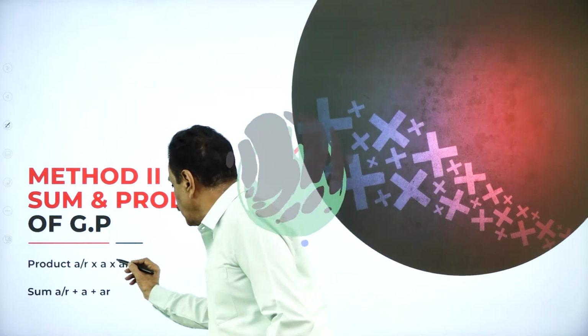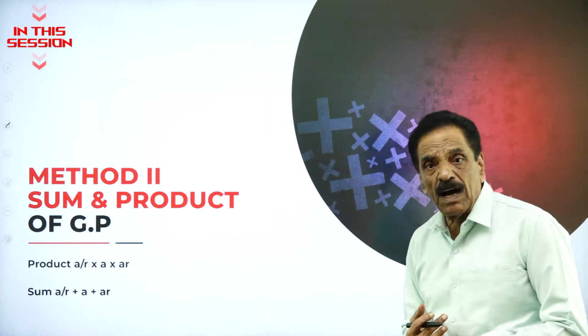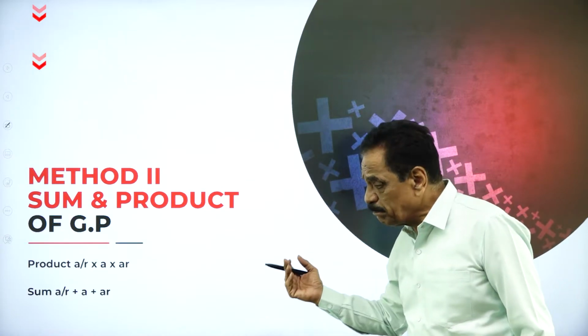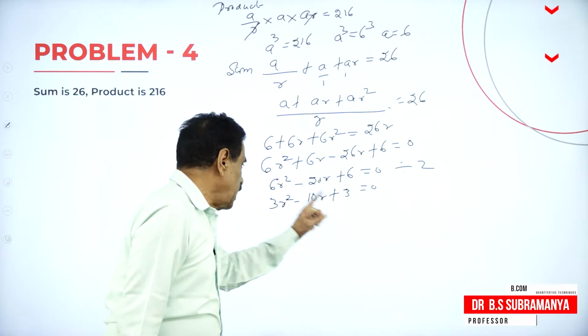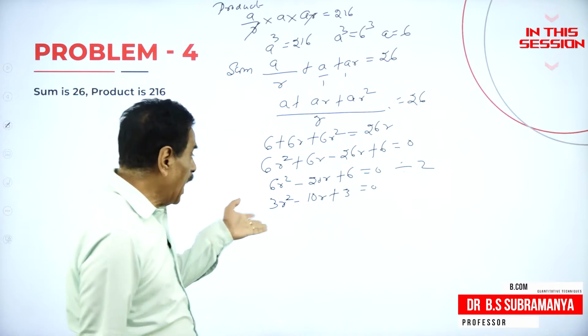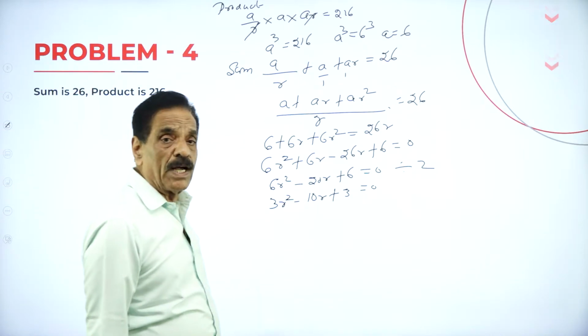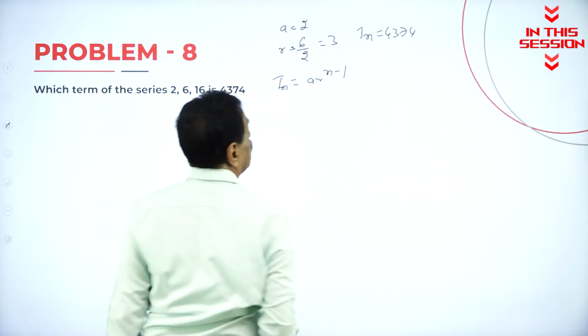A by R into A into AR is called the product, and the sum is A by R plus A plus AR. Quadratic equation. 3 3s are 9. When you multiply, it should be 9. When you add or subtract, it should be equal to 1. Tn is equal to AR to the power of n minus 1.